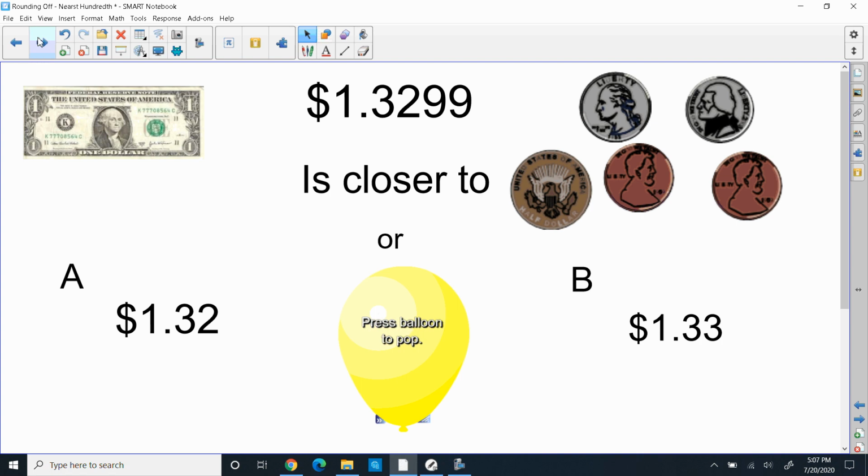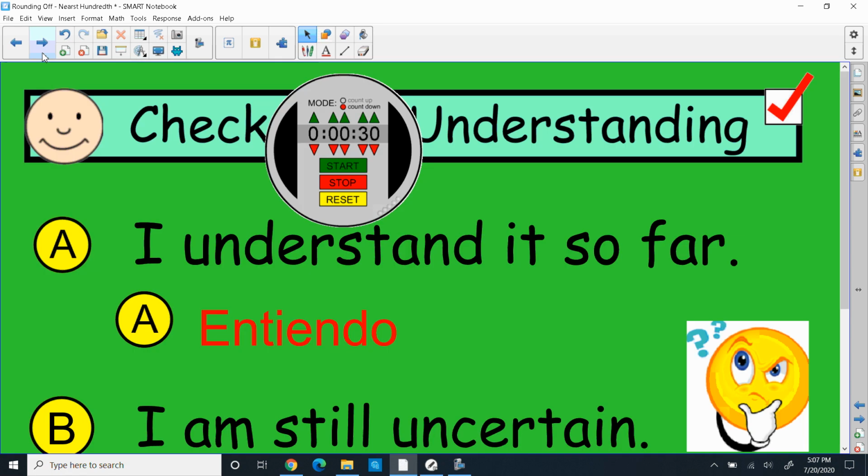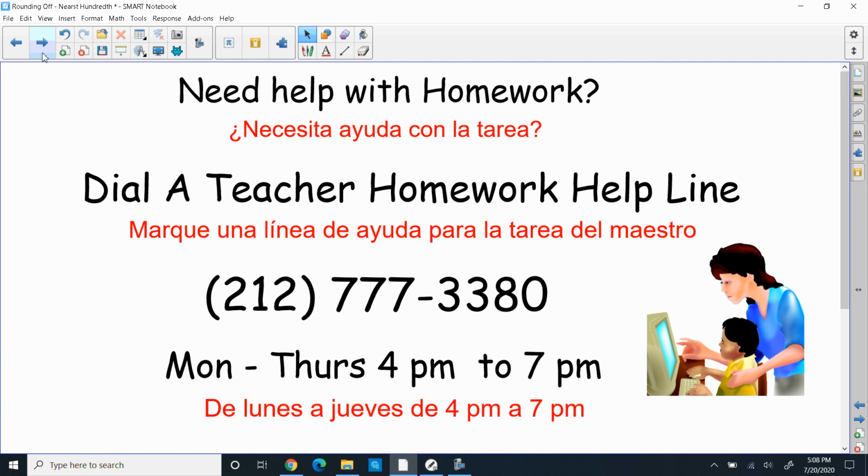There's another one. Oh, wait a minute. I thought that was the same one. That's different. $1.3299. Is that closer to $1.32 or $1.33? Wow, that's different. So I can't wait to hear what the answer is to that. So let me know. So I hope you understand what's going on. Write down your questions.